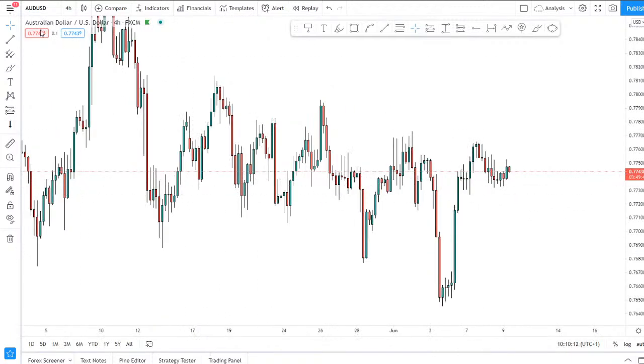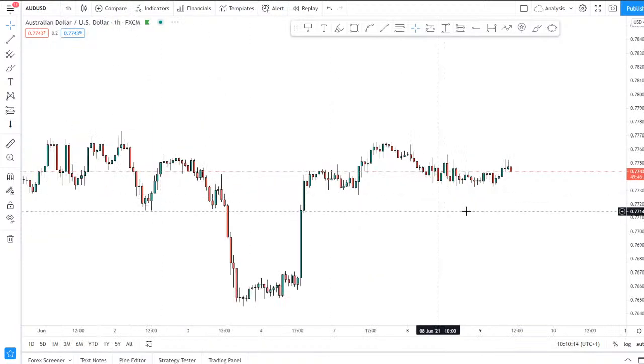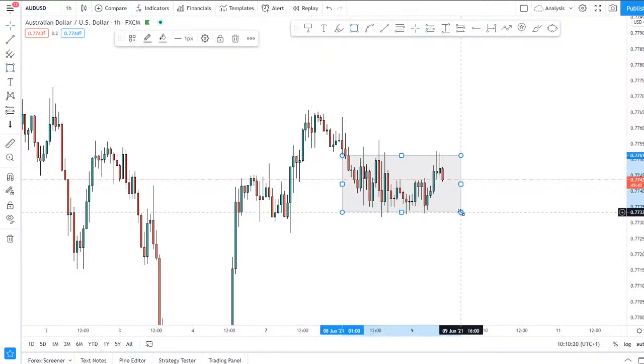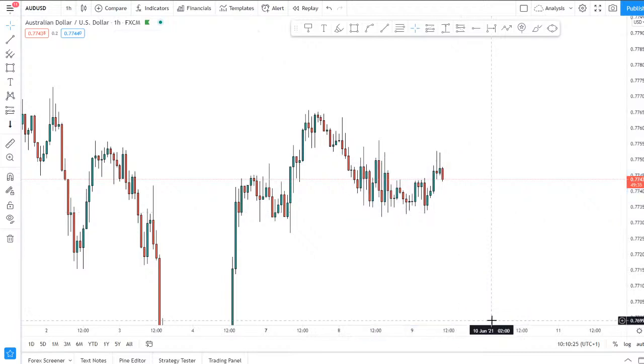For this one, not too much has happened since yesterday. You can see on that hourly time frame, we've practically just gone sideways. Price hasn't really gone anywhere. So overall consolidation there for AUD, but we're still respecting that same trend line on our 4 hourly time frame.